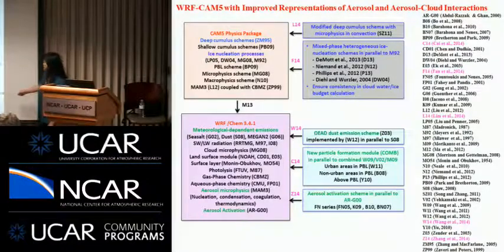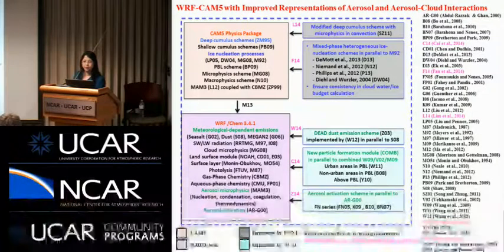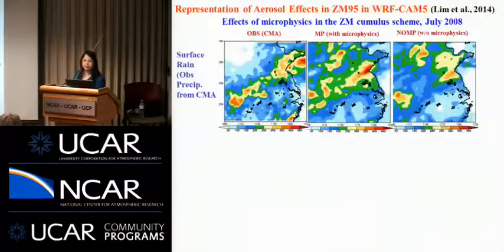Then in our group, we collaborate with Sano Nenes at Georgia Tech, incorporating a more advanced scheme based on Fountoukis and Nenes 2005. Through the years, that scheme has been updated with different treatments. I will come back to this shortly. The new and modified treatments have been incorporated into WRF-Chem5 to form an integrated regional coupled climate-air quality system, which has been applied to an East Asia testbed.